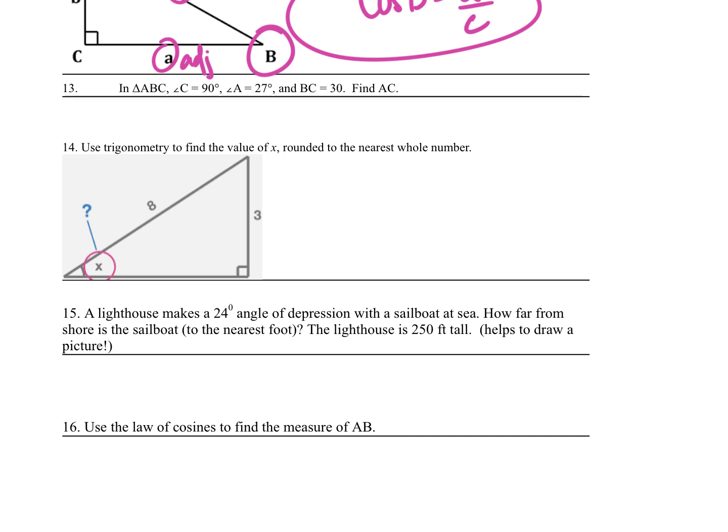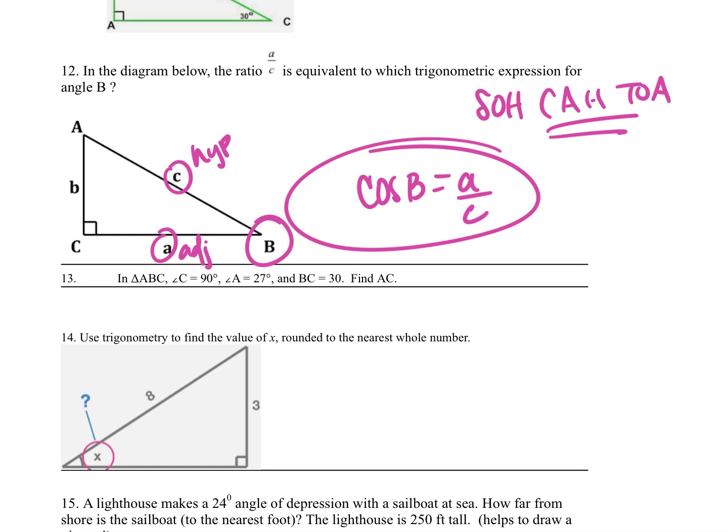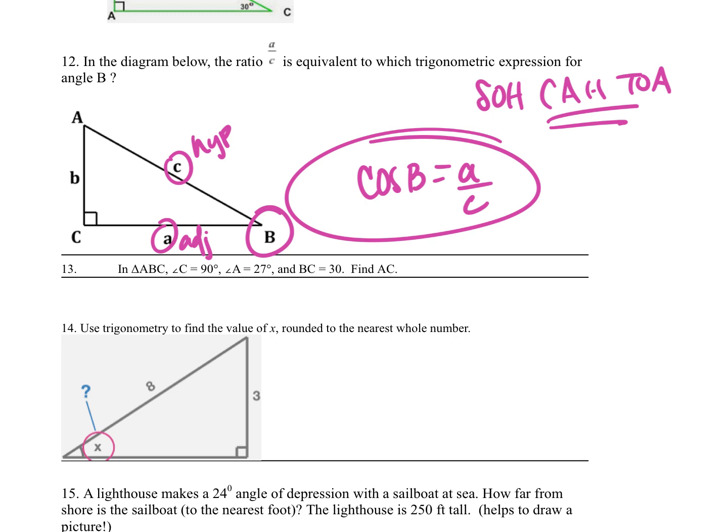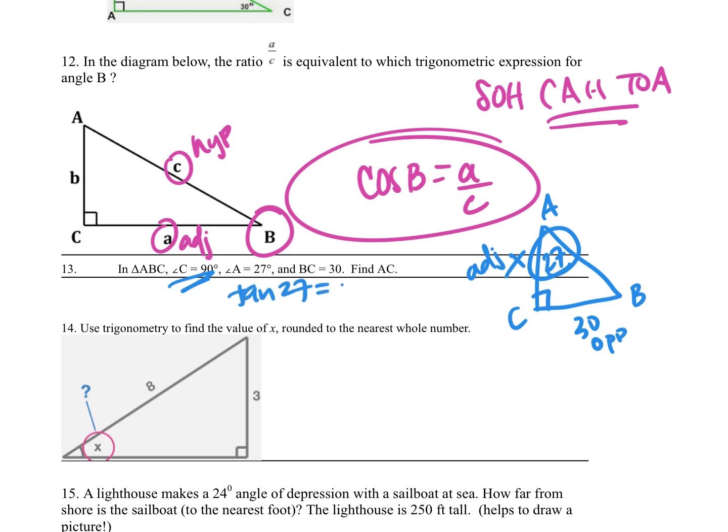So if I do the same thing on the next problem, I have to draw the triangle this time. So I'm going to draw a triangle, ABC. I know C is my right angle because it says that. A is 27 and BC is 30, and I want to find this. So I'm going to use trigonometry. So that means here's my reference angle. This is the opposite side. This is the adjacent. So I'm going to do the tangent of 27 is 30 over x, cross multiply.